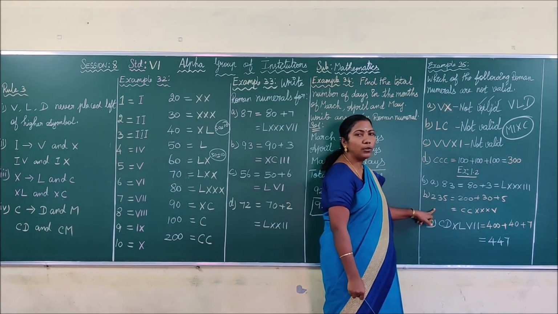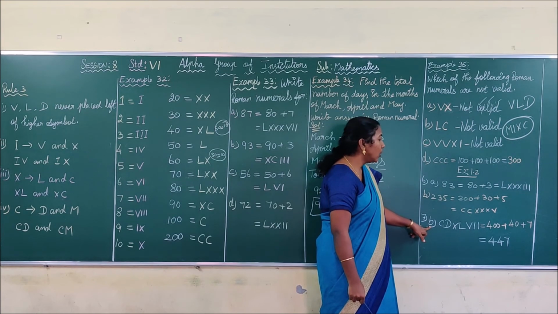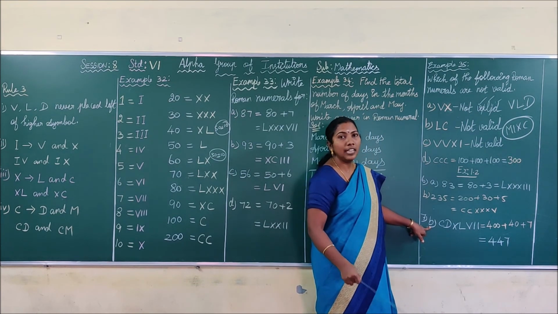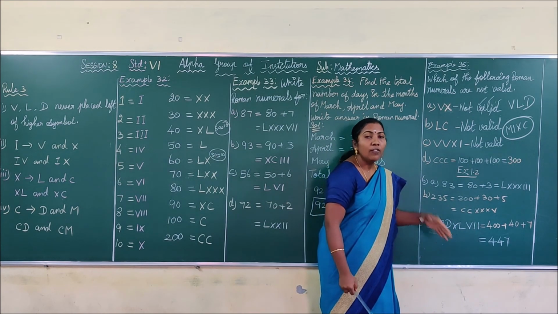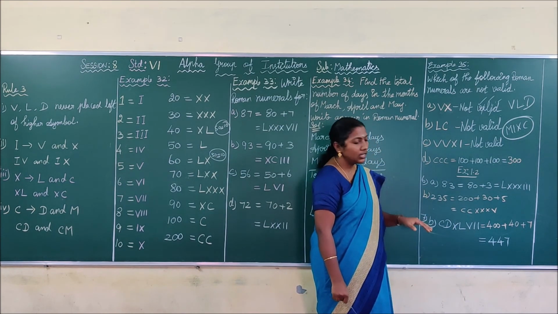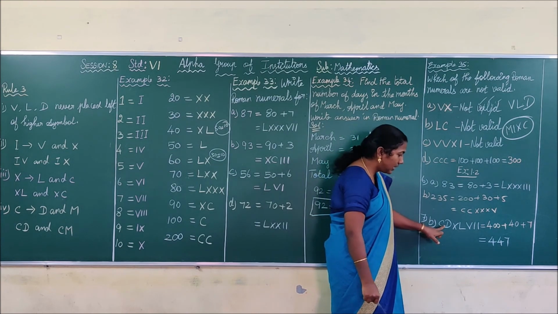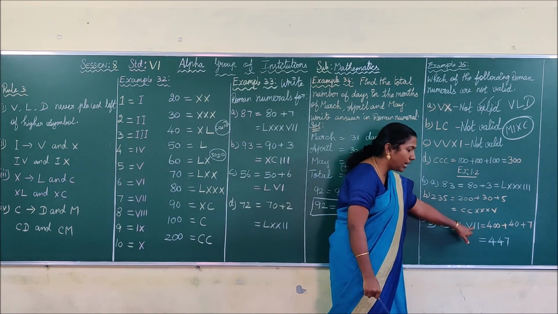See the next one, 7th sum. A sum should be your homework. And B sum, see here. You have to write the number in the Indian system for the given Roman numerals. They are giving the symbols, and we have to write the numbers. Okay, see here, what have they given? CD, XL, VII.